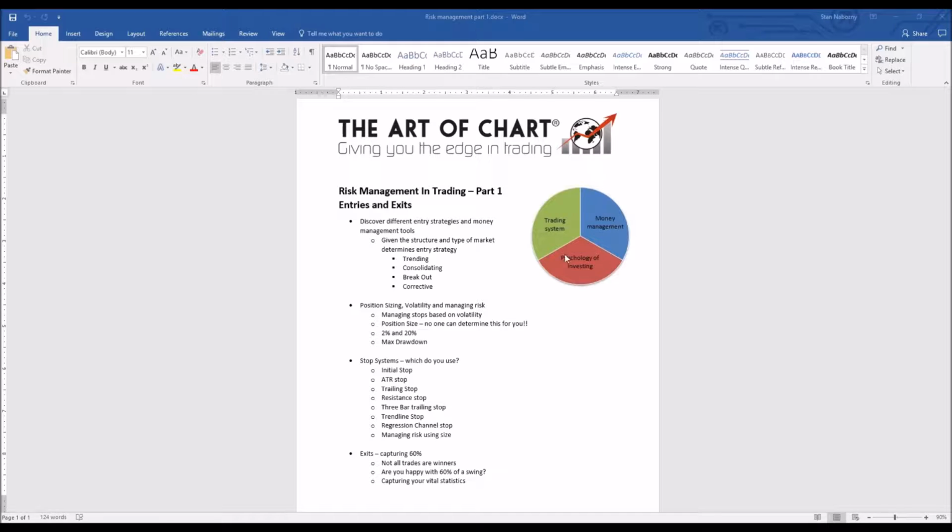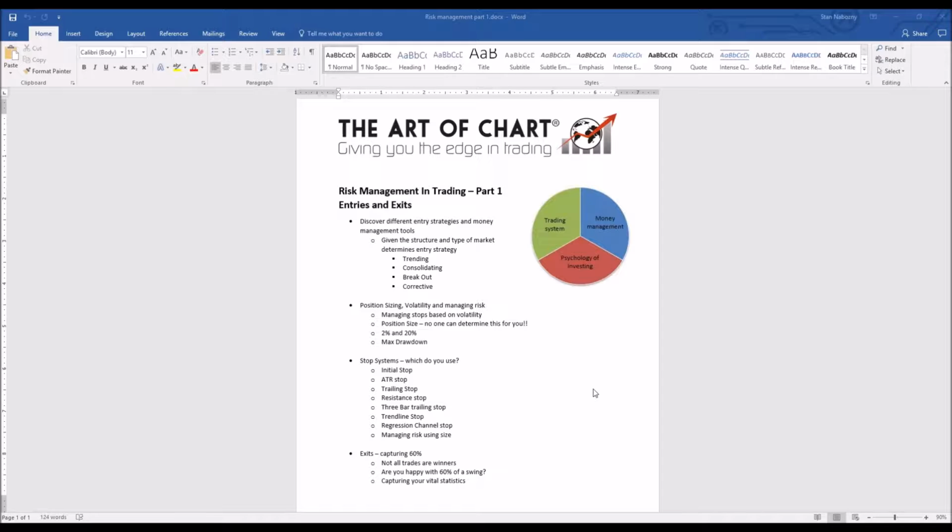And so risk management for me is really three things. There's the money management side, which we're going to talk a little bit about today. There's the psychology side of trading, and there's also the trading system side, okay, which we'll talk a little bit about today as well. So these three themes will be sprinkled throughout this multi-part series. I think we're planning on 4 parts at this point.